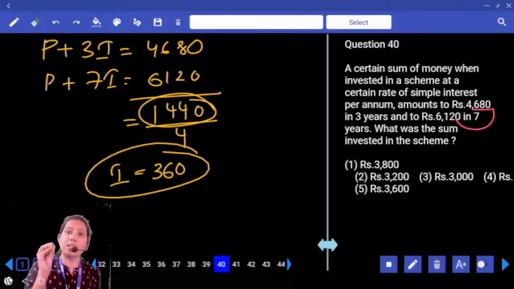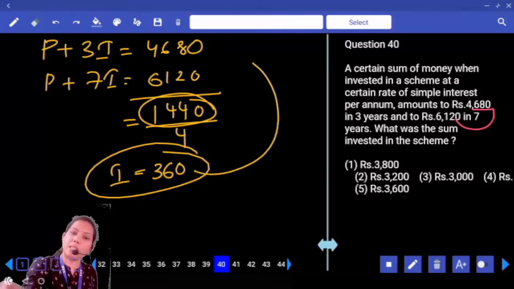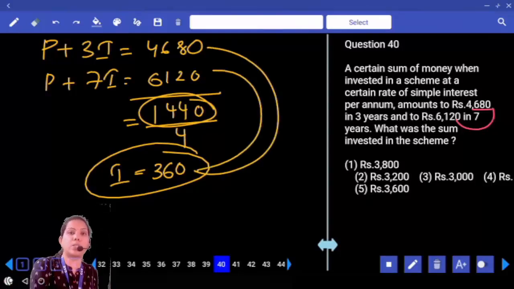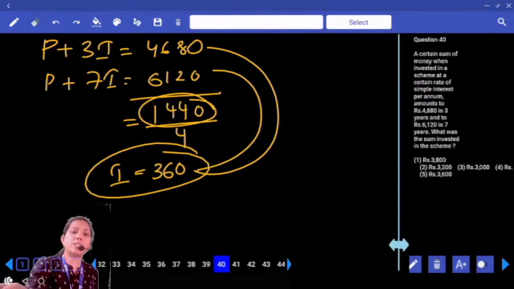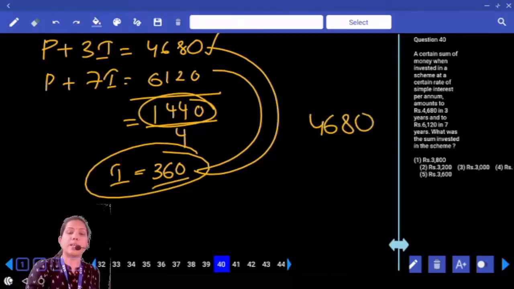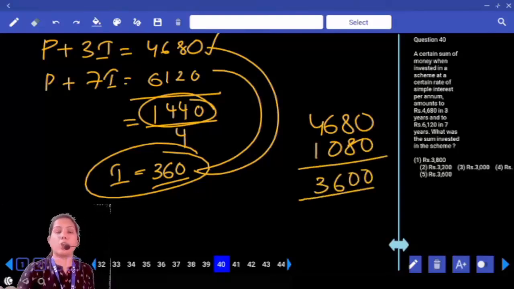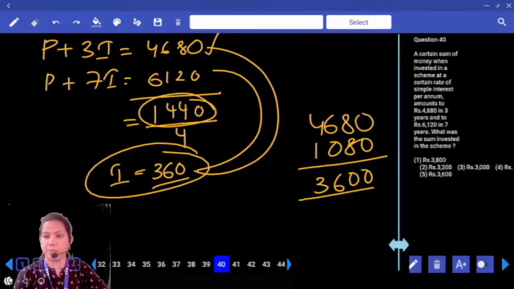And the question is, what is the sum invested, meaning find the principal value. Substitute I is equal to 360 in any of these two statements directly. Okay. What is 4680? Amount after 3 years. What is 1 year interest? 360. Then 3 years interest? 1080. Your principal is 3600. Answer 5th option, 3600 is the principal.